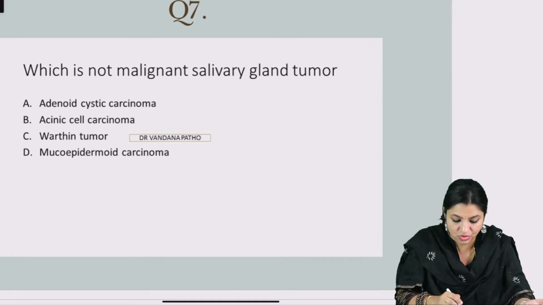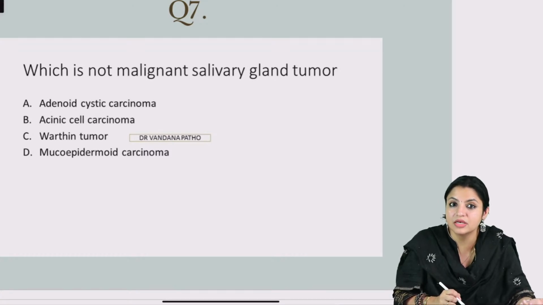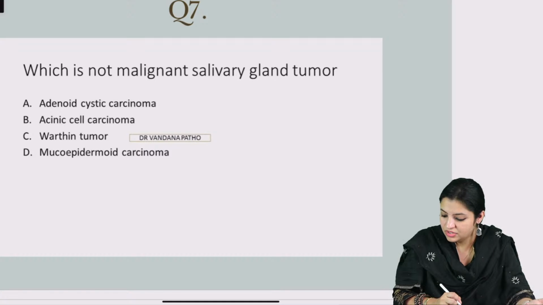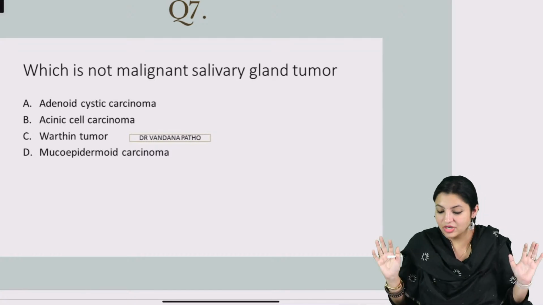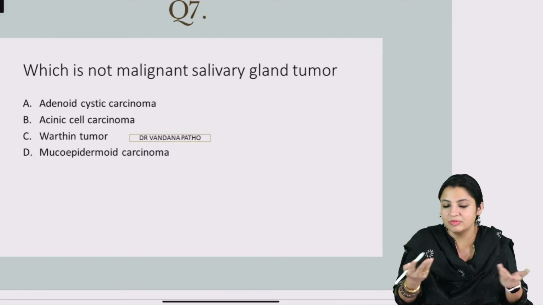Who will answer this question quickly? Come on, come on, come on. Come on, guys. What is it? Which is not malignant? Which is benign? Okay, pleomorphic adenoma, perfect, Faisal, but that's not in the option. Out of these options, which is benign?